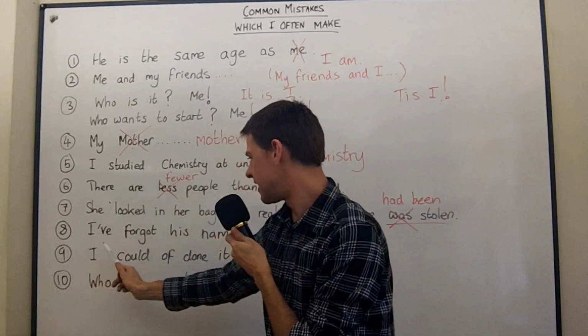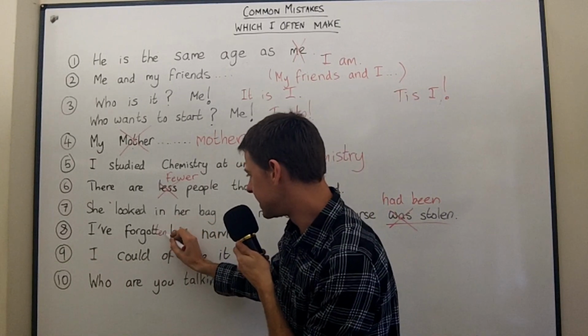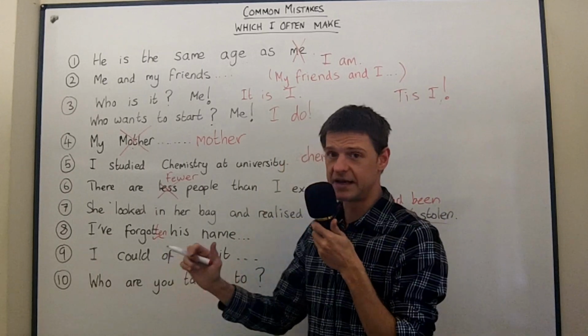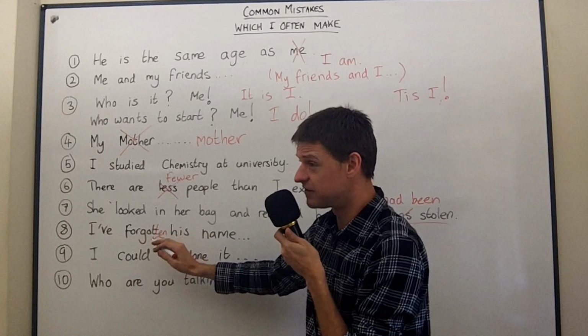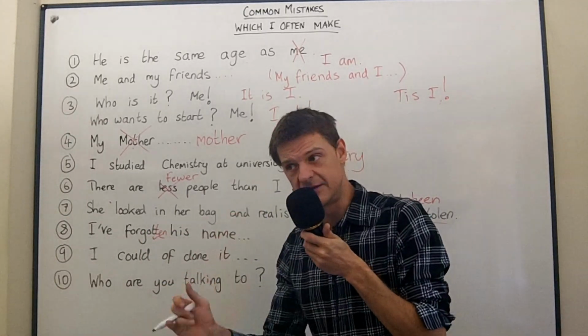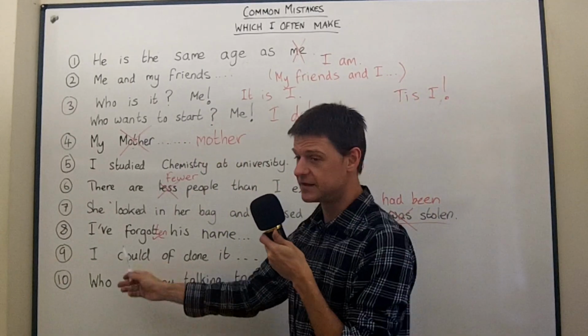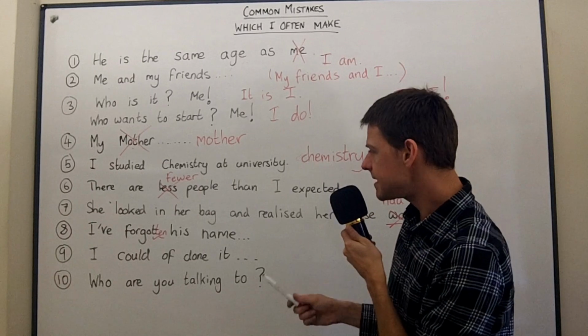Okay, number 8, I've forgot his name. Of course, the third form, please. I've forgotten his name, but very common mistake. Lots of people make this one. Or, you know, I think not just with forget, but with lots of other irregular verbs. And my children, as they're growing up, they very often say took instead of taken or something like that.